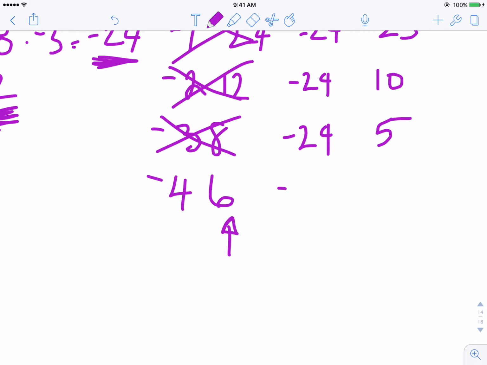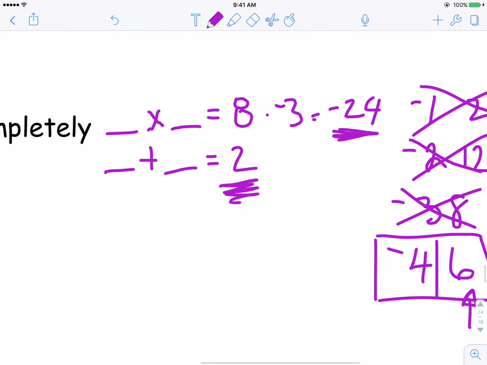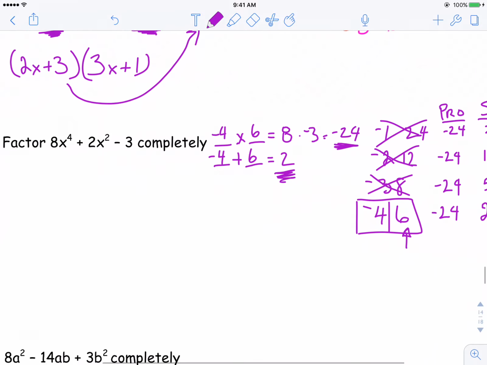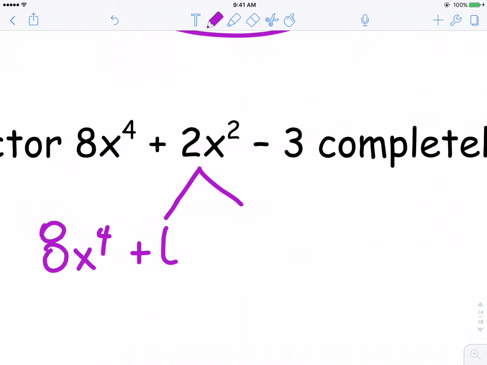Negative 4 and 6 is negative 24. And when I add them together, I get 2. I'm going, nice. There is my integer set for this combination. Negative 4 times positive 6 is negative 24. Negative 4 plus positive 6 is 2. That part is done. There's my two values. Now I take those two values and I decompose. I split up my middle term into those two values. I go 8x to the fourth, I'm going to write plus 6x minus 4x minus 3.